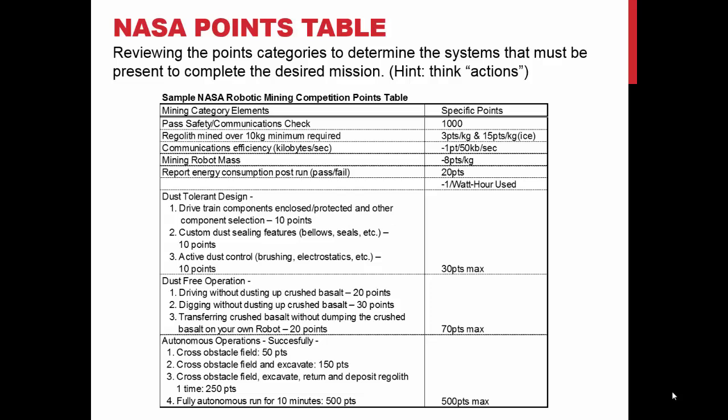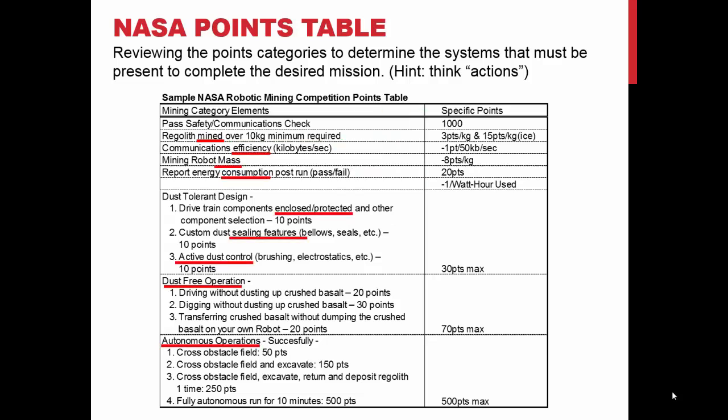Here we have listed all of the points that can be generated in the competition for NASA. You can see the various different categories as they exist. What we want to do is review this points category and determine what systems must be present in order to complete the desired mission. Here's a key thing. Think action. Look for action terms that may be in the rules. In this case, we can see it has mined. Well, mine would imply that our rover would have to dig up material, hold it, and deposit it.